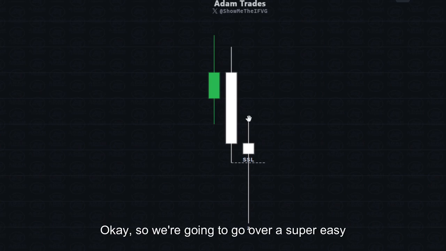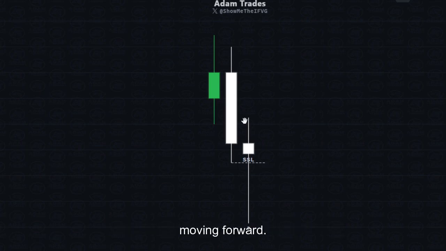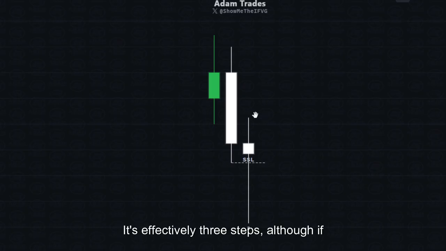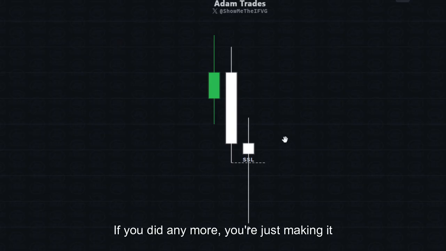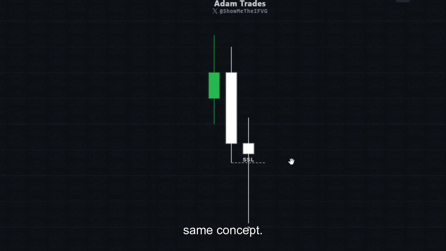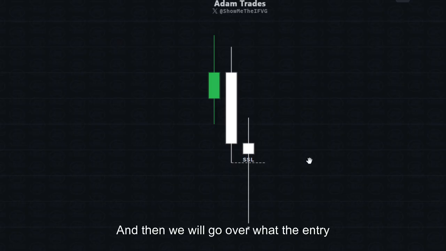Okay, so we're going to go over a super easy trading strategy that you can use moving forward. It's effectively 3 steps, although if you want to get super technical, you could even break it down into 4. If you did any more, you're just making it confusing. Many ICT traders use this same concept. So it's effectively a liquidity sweep into some sort of order block or change in the state of delivery. And then we will go over what the entry model actually is.